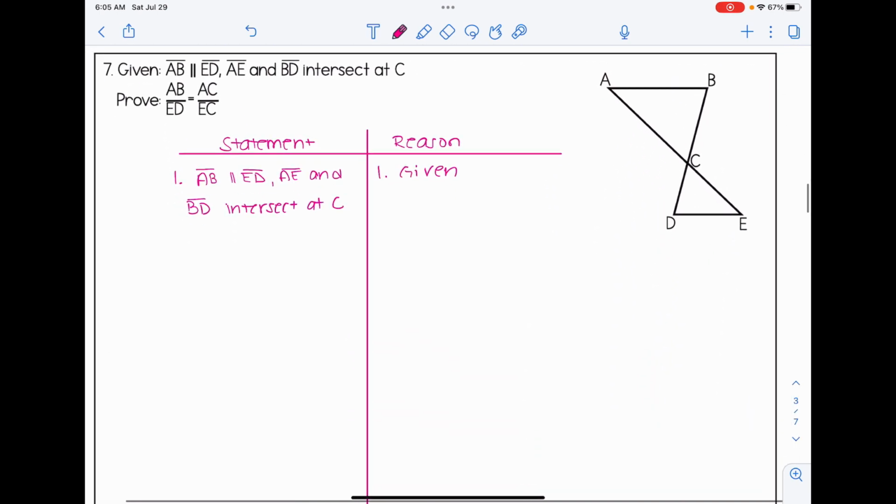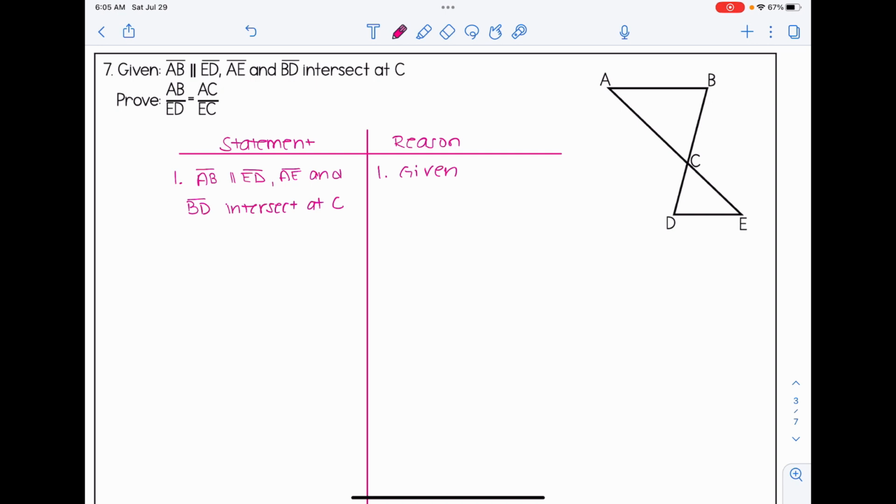Number 7. AB and ED are parallel to each other. AE and BD intersect at C. And notice the proof here now is showing a proportion. Well, let's think about what we've been talking about with proportions. We know that when triangles are similar, the corresponding sides are proportional. So that's what we're going to have to talk about at the end. But let's start at the beginning. We write our givens, and then we talk about what we can elaborate on in these givens.